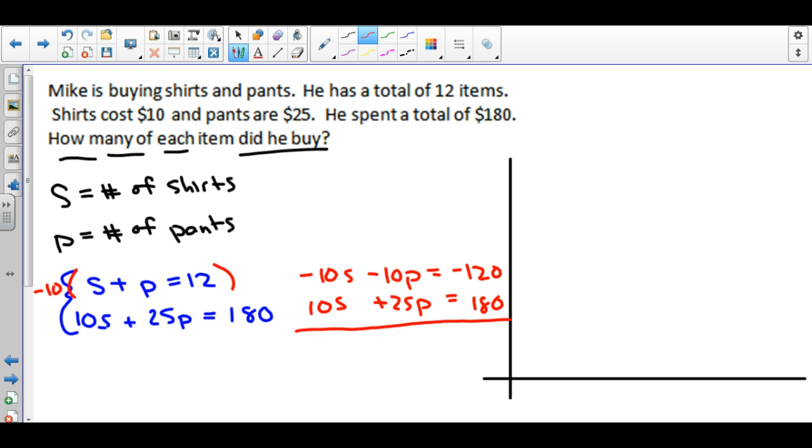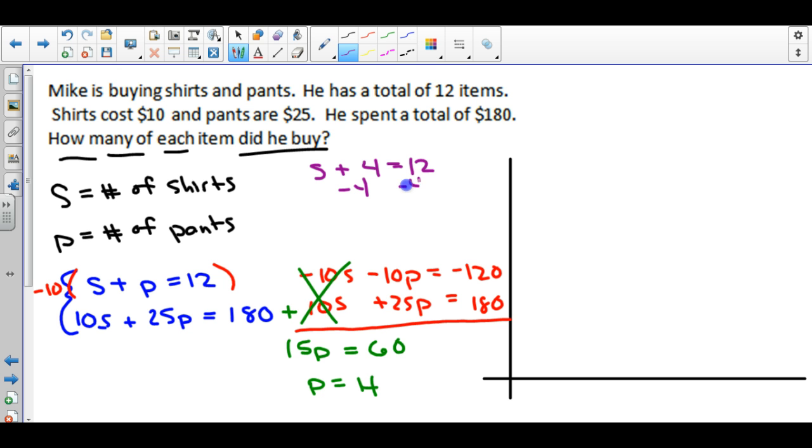Now that I have one of my variables set to be eliminated, I'm going to add my equations going straight down. The S eliminates. Negative 10P plus 25P is 15P, and negative 120 plus 180 is 60. At the very end, we divide both sides by 15, which means he bought 4 pairs of pants. To figure out how many shirts he bought, I substitute back into the top equation, because his combination of shirts and pants has to come out to 12 total items. So however many shirts he bought plus the 4 pants equals 12. I'm substituting my P value into the top equation, and if I subtract 4 on both sides, it means he bought 8 pairs of pants. Or I'm sorry, 8 shirts.